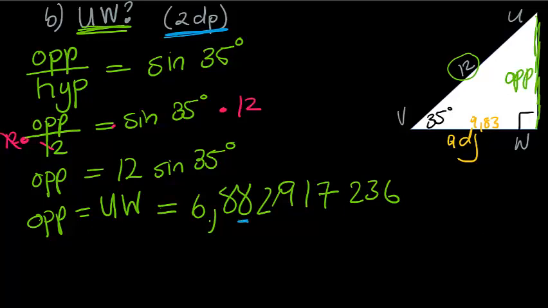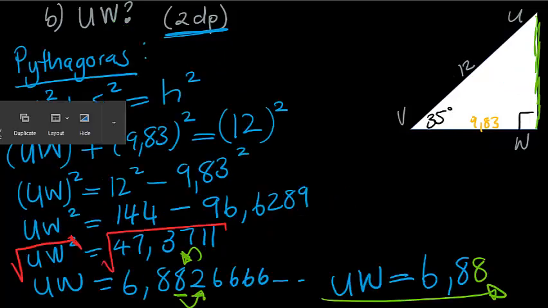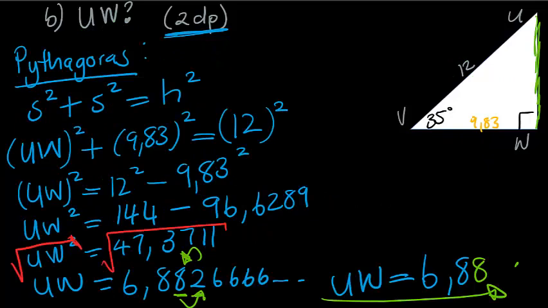I want this to 2 decimal places. I look at the next one, which is 2. 2 says stay the same, so the 8 stays the same, which means that UW is equal to 6,8, and this 8 stays the same. That's my final answer. Now let's compare the two answers. Using the trigonometric ratios, we get an answer of 6,88. Using Pythagoras, we get an answer of 6,88. So exactly the same answer, 2 methods.